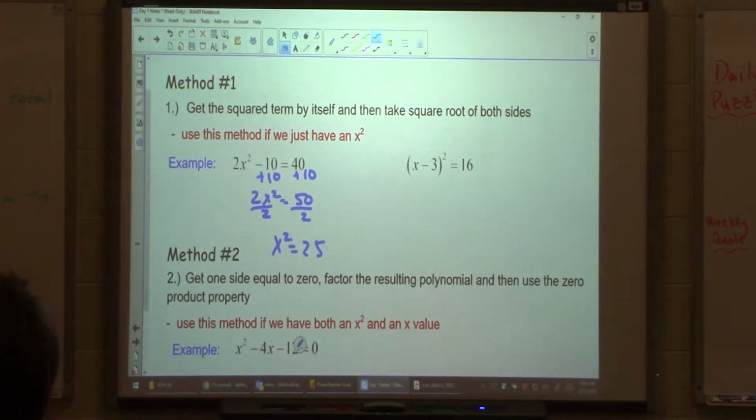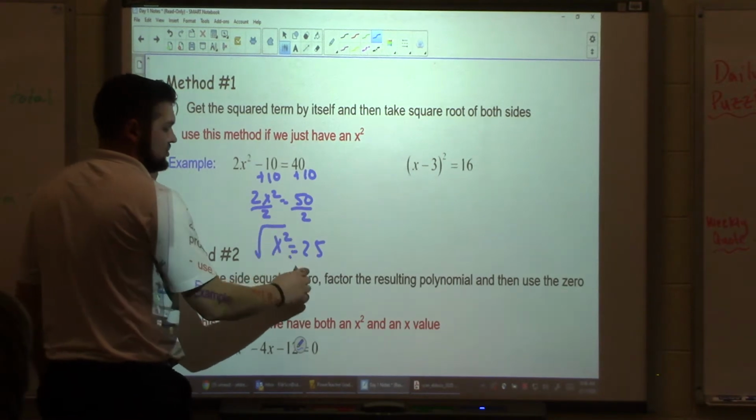Square root. Hey, I'm so sorry. I said it before you said his baby name. Sorry, I'm so sorry. Square root.